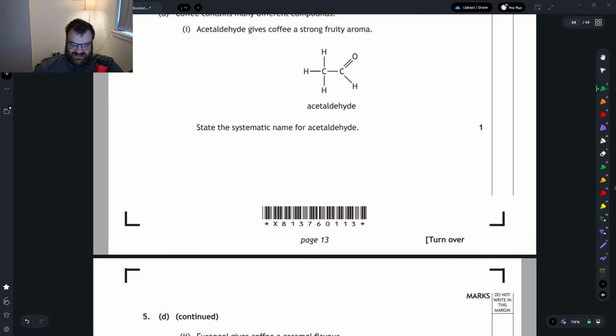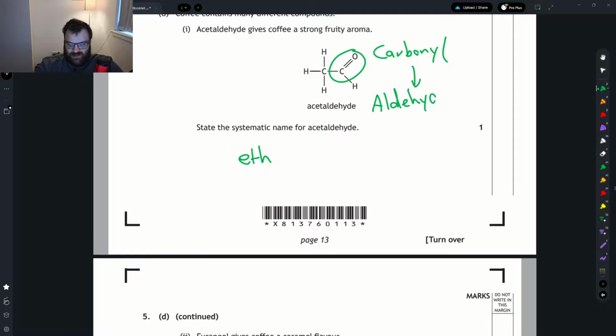Next up, we're to give the systematic name for this, which is where we go through and count up the number of carbons in a chain. That is eth. We have got a carbonyl group. That's going to make it an aldehyde or ketone. Where is that? C double bond O. It's at the side, makes it an aldehyde. That's going to be ethanal.